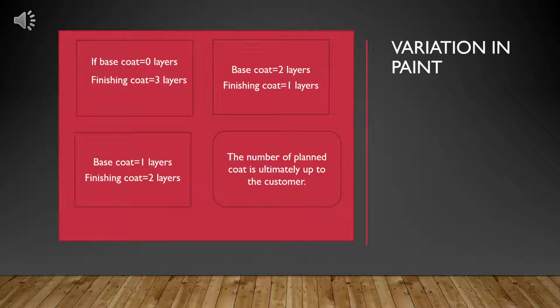Let's talk about variation in coating and painting. So if we apply 0 layers of base paint, then we need to apply 3 layers of finishing coat. And if we apply 2 layers of base paint, then we need to apply 1 layer of finishing coat. Whereas if we apply 1 layer of base coat, then we need to apply 2 layers of finishing coat. However, this depends on the customer.